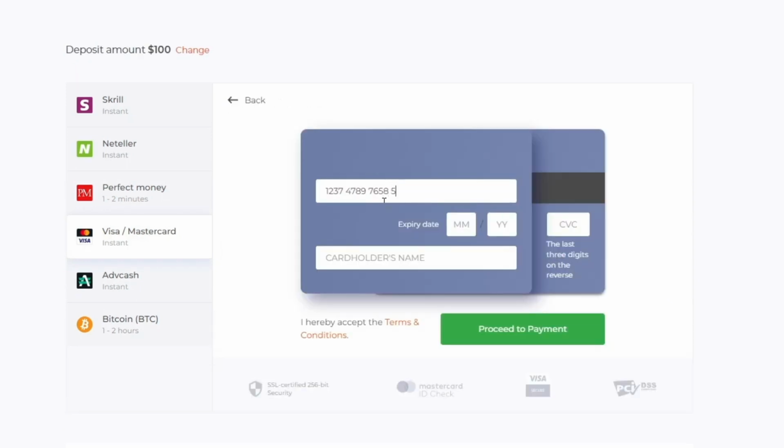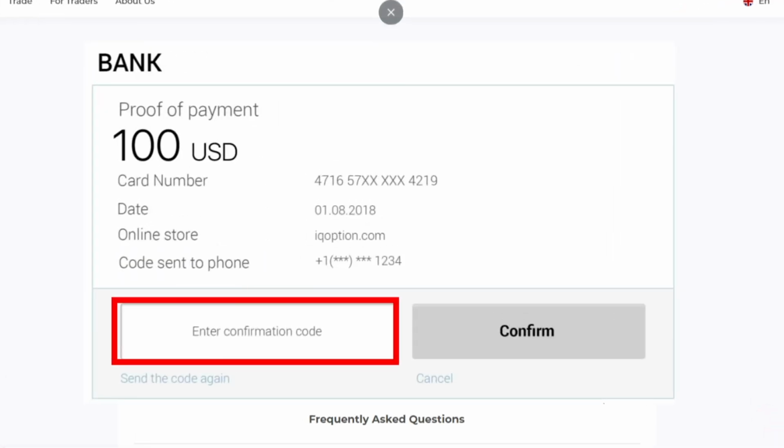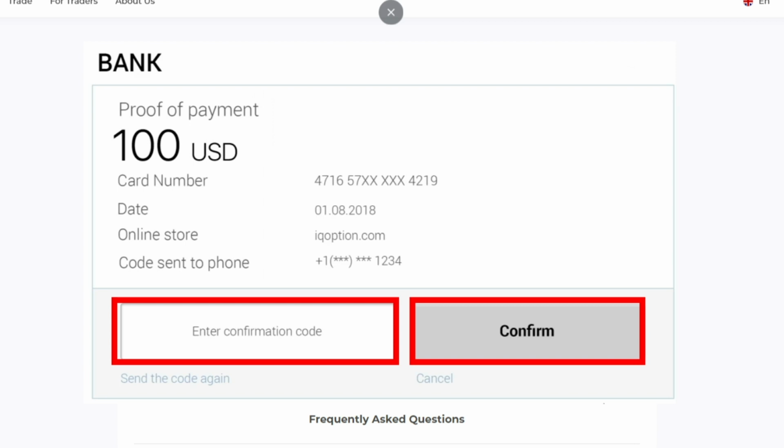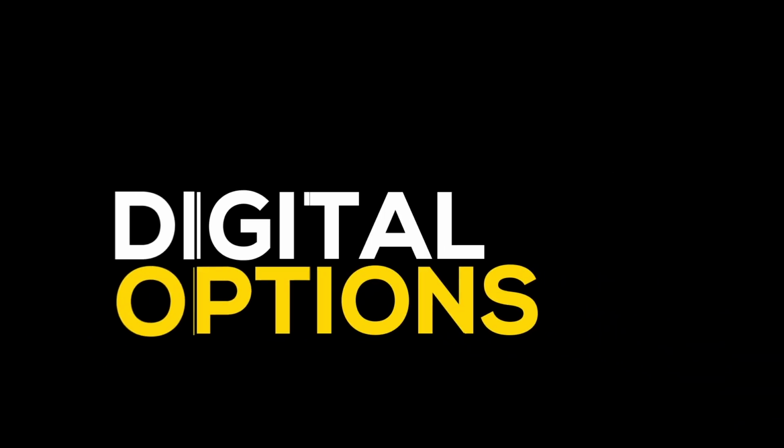You will be redirected to a new page, and here you will enter your credit/debit card information. Once you finish entering the information from your card, click on Proceed to Payment. With some payment methods, you will need to enter a security code sent to your phone. Write the security code here and click Confirm. If your transaction has been completely successful, a confirmation window will appear and your funds will be credited to your account. Now, let's talk about digital options.